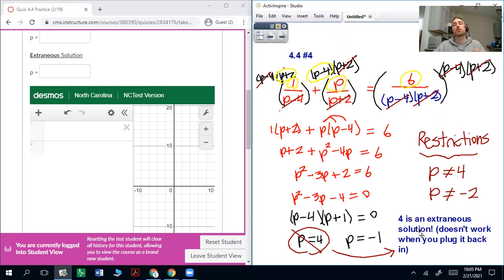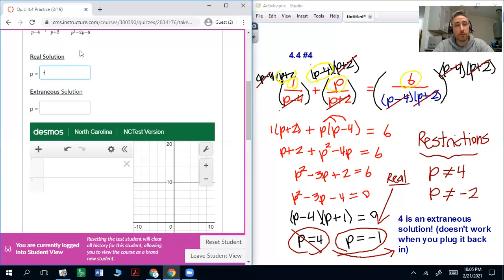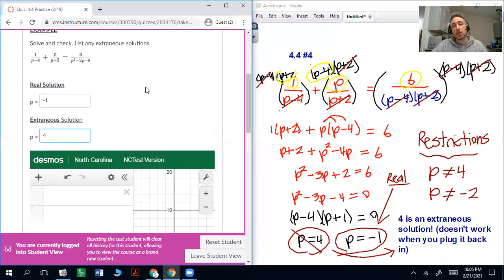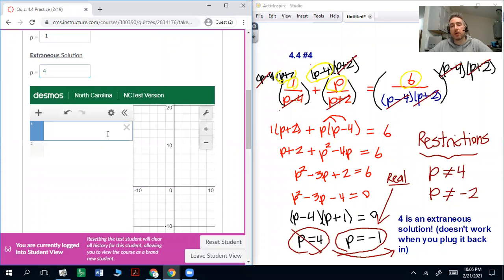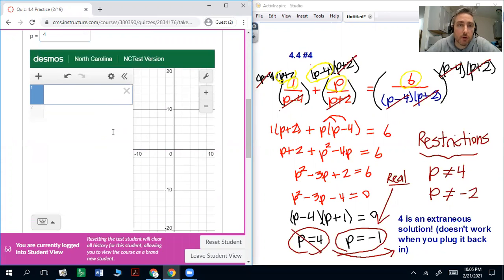Extraneous solutions are solutions you plug back in that don't work. So the only real solution is -1. So our real solution being -1, and our extraneous +4. It's not a real solution. So how do you get? You can't really get an extraneous solution from a graph. So again, use x when you graph it.